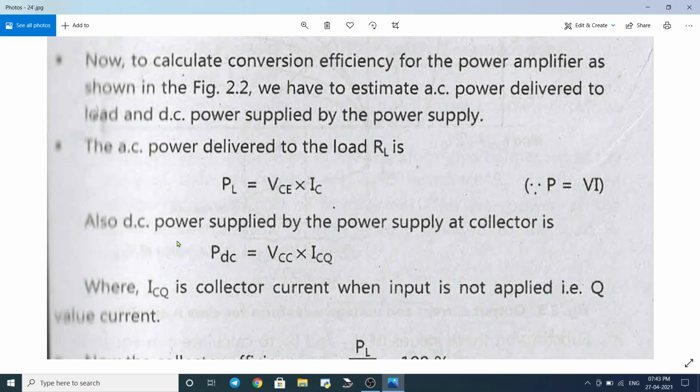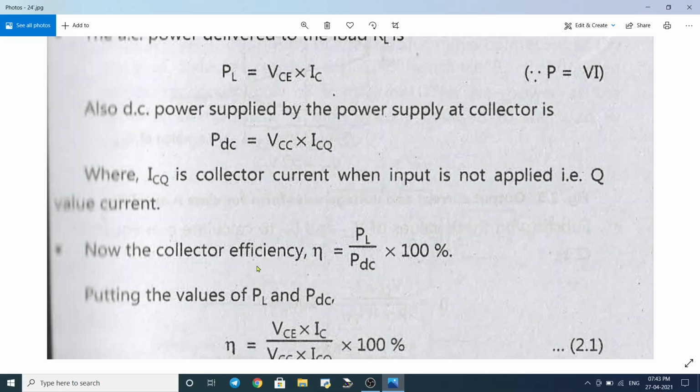Now, the DC power supplied by the power supply. The DC power supplied by the DC source is given by PDC equals VCC into ICQ. ICQ, Q means DC. DC collector current into DC voltage, that is the DC power.